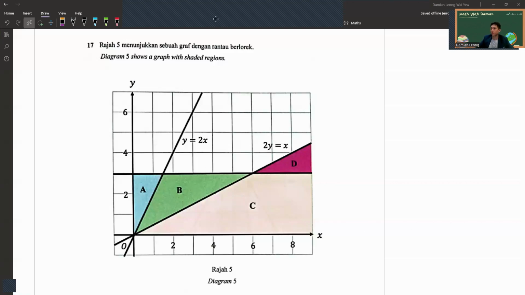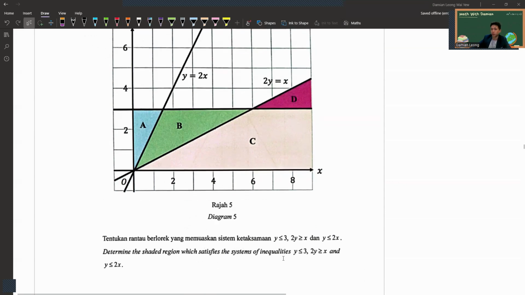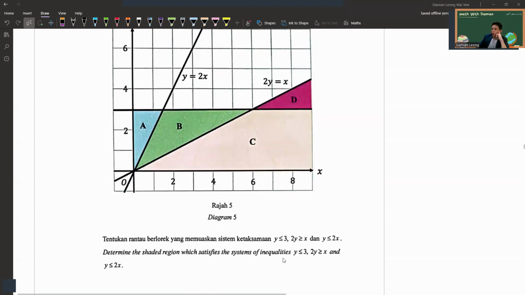Diagram 5 shows a graph with shaded regions. I want to determine the shaded region that satisfies these three linear inequalities in two variables. So y less than or equal to 3. y equals 3 is this line here. Less means below, so it cannot be D.